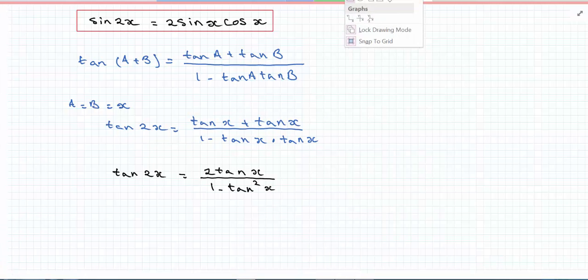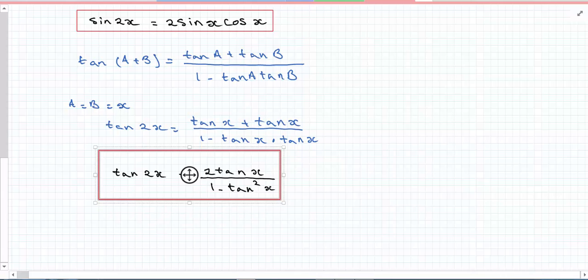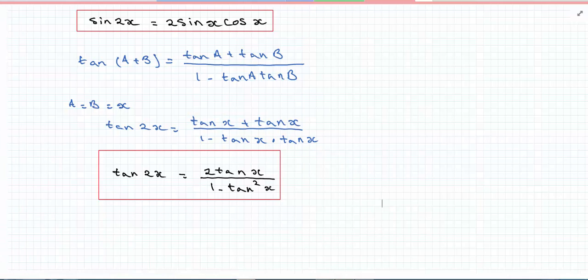So they are our double angle relationships. They come up in multiple places across different areas of mathematics, especially very useful in extension 2 work that we'll do later on.